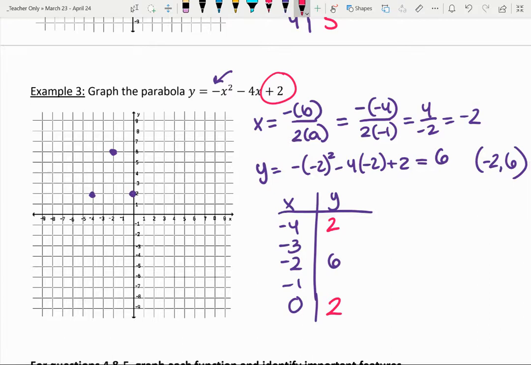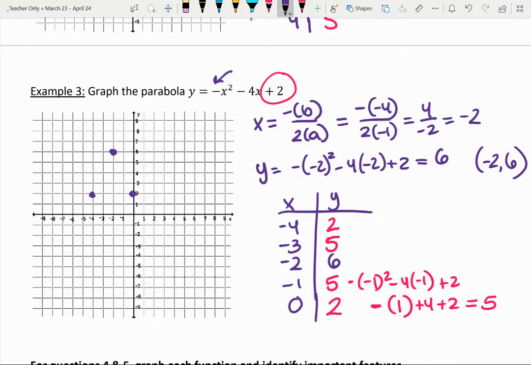And then substituting in, let's go with negative 1. So negative 1 squared minus 4 times negative 1 plus 2. Again, if you're doing these by hand, pay attention to that order of operations. I know that there were a couple of mistakes yesterday related to that. Now, if I needed to, I could obviously plug in some more x values. I would go with 1 or -5, but for right now, I'm just going to worry about getting my 5 points on here and getting the general shape of my parabola.